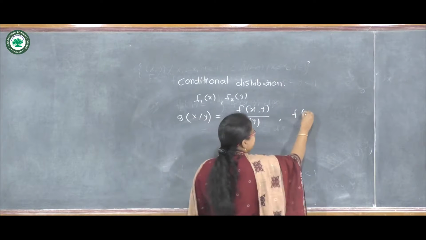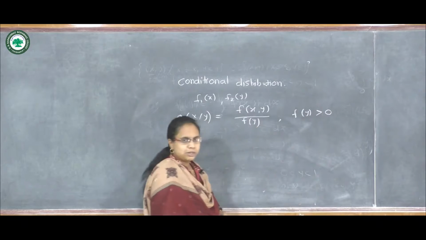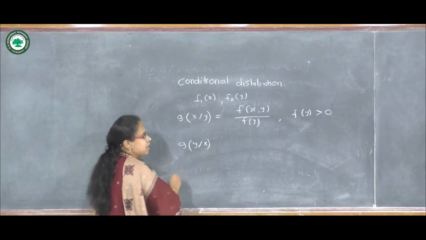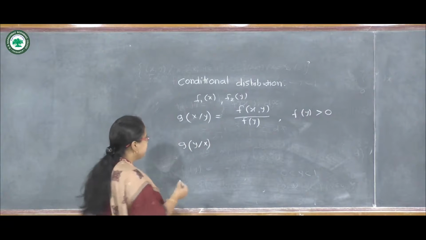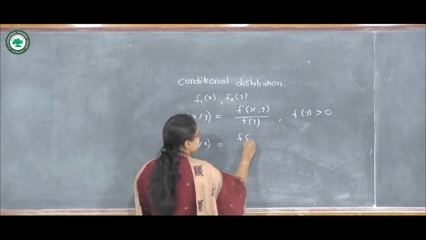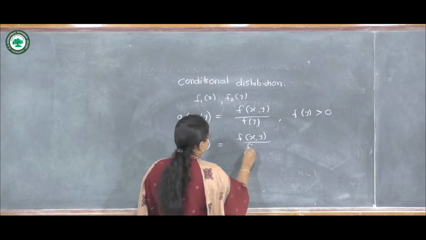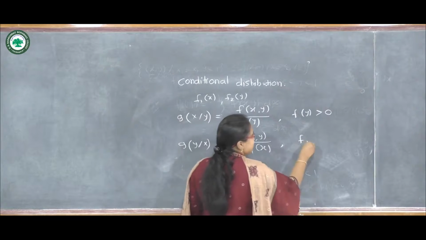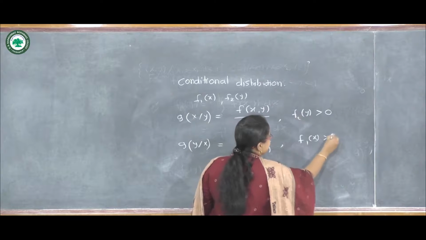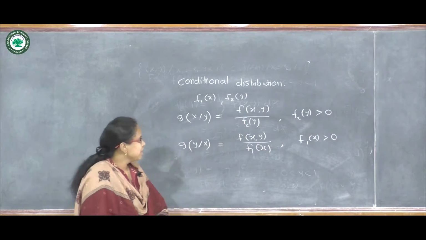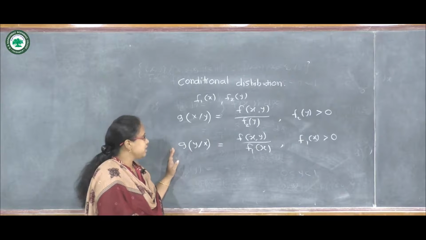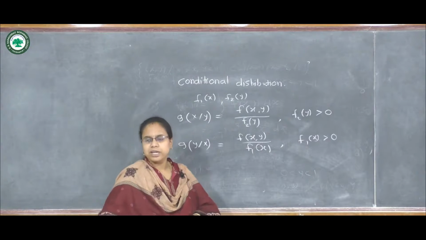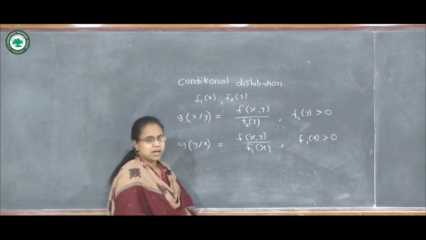Here f of y should be greater than 0 is the condition, and g of y given x means conditional distribution of y given the range of x. So it is f of x comma y upon f1x. Here f1x should be greater than 0. So in this way, this is the definition for conditional distribution of x given y and for y given x. For the earlier example, we will calculate this also.